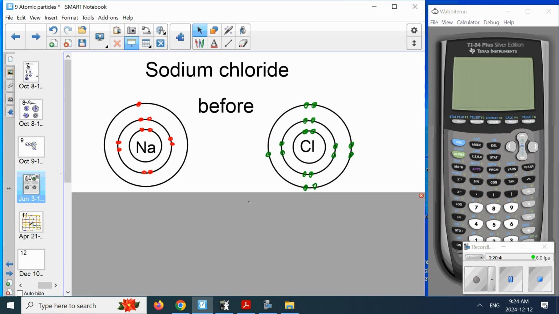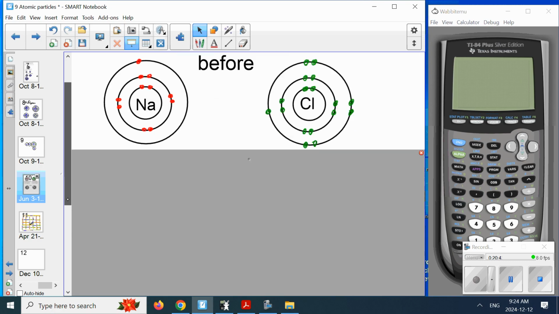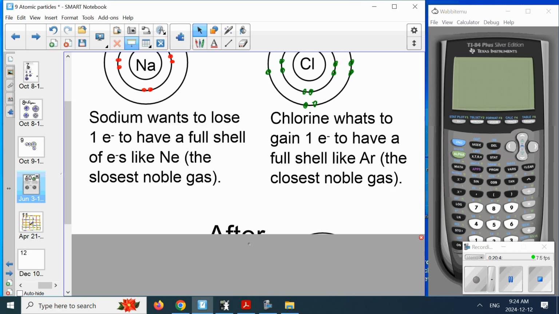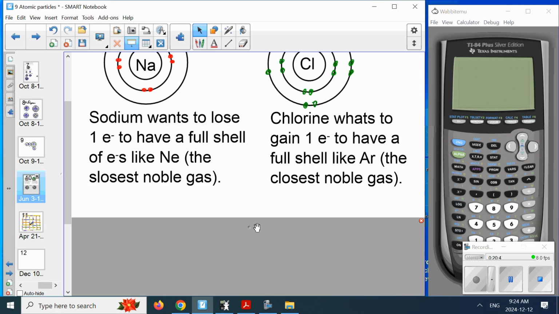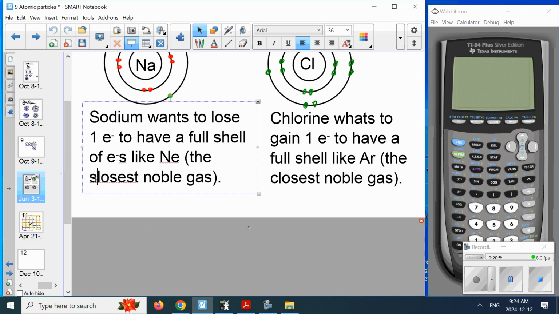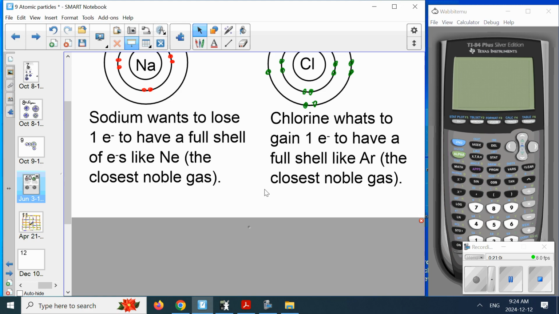Now, what are the consequences of that? We're going to draw this before we have it. What I just explained was sodium wants to lose one electron, then it'll have a full shell and all paired up electrons, like neon, the closest noble gas. And chlorine wants to gain that one electron to have a full shell, like argon, its closest noble gas. I'll tell you about that after.